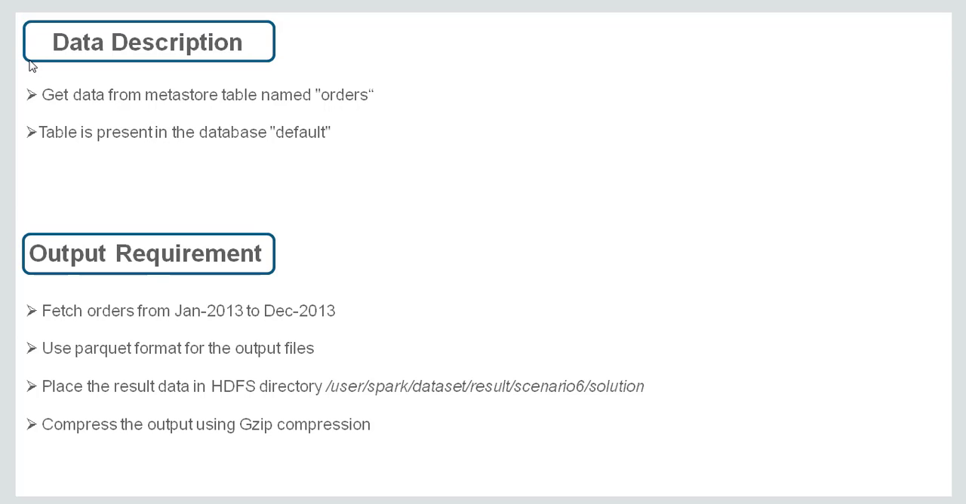So, in order to solve this problem statement, we have to understand how to fetch data from the Hive metastore. Then we have to apply GZip compression on top of the data and save the data as a PARQUET file format in HDFS. So, let's go to the lab and see.